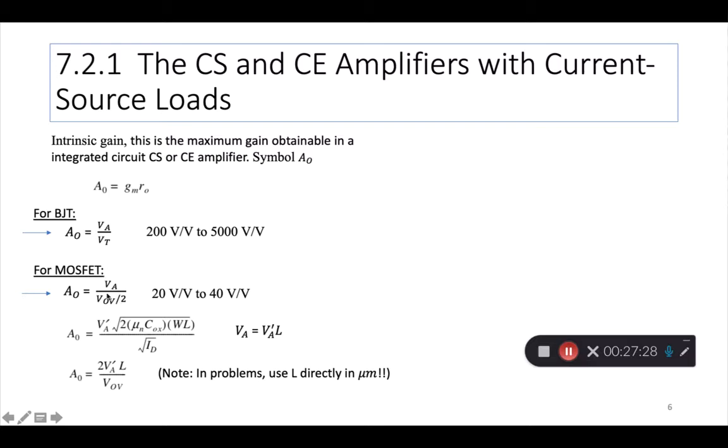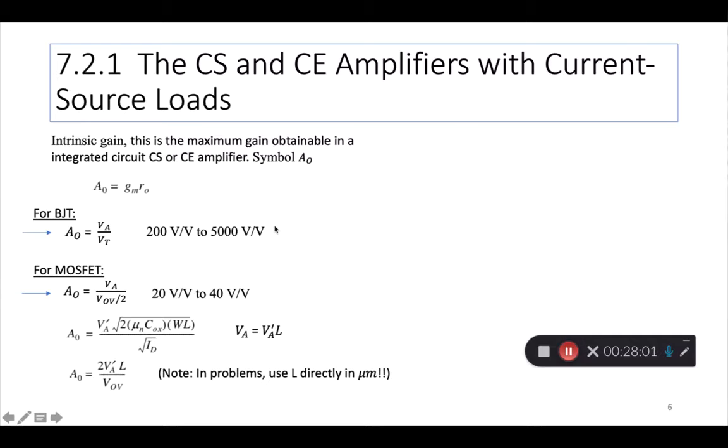For a MOSFET, it is 20 to 40. So see the difference? These numbers are almost 10 to 100 times bigger than these numbers. So the MOSFET gain is much lower, the range is much lower compared to a BJT gain. That's why BJTs still haven't died, right? They can offer quicker gain because of the advantages they have.